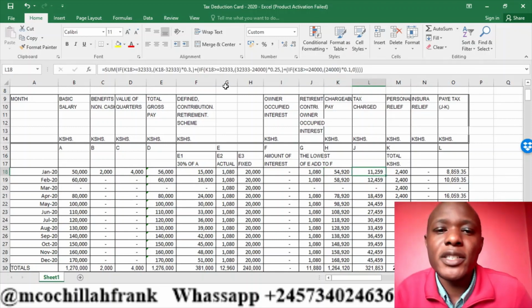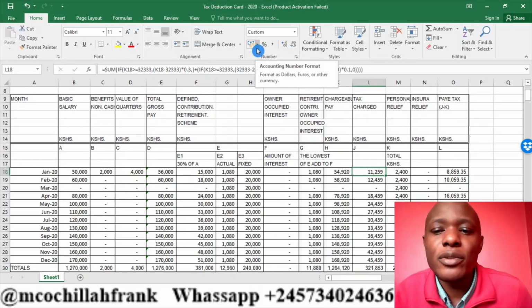Now the tax paid on this one, you can see my sheet is formulated. In 2020, the graduated tax scales were changed. It was 30%, 25%, and 10% only. So you can see that my sheet there is formulated to calculate that, and that was the tax charged, I mean. And the tax charged does not mean that is the tax you are required to remit.